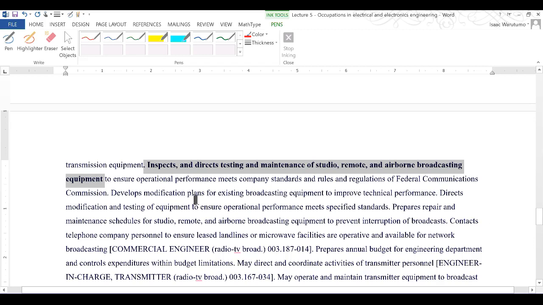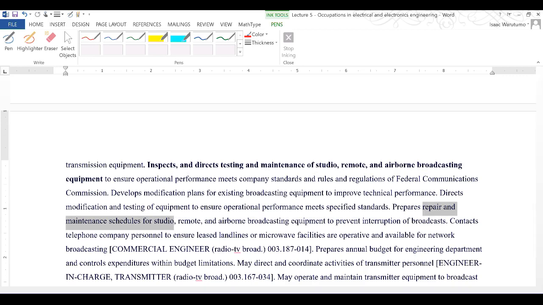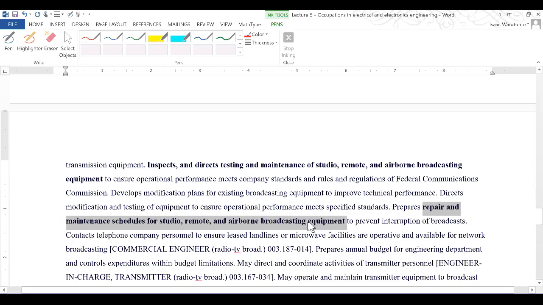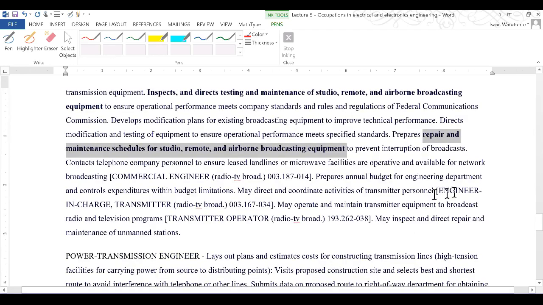They also develop modification plans for existing broadcasting equipment to improve technical performance. They direct modification and testing of equipment, among others. They prepare repair and maintenance schedules. So as much as they are not the ones who are going to be repairing, they are going to know that there is a maintenance schedule that must be kept so that at no point does the broadcasting equipment fail because it requires to be serviced. And therefore, we are saying that even those schedules are required to be done.